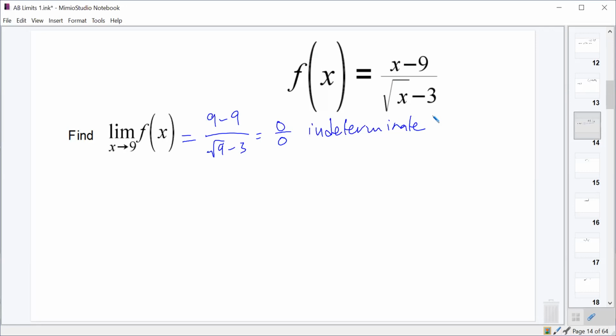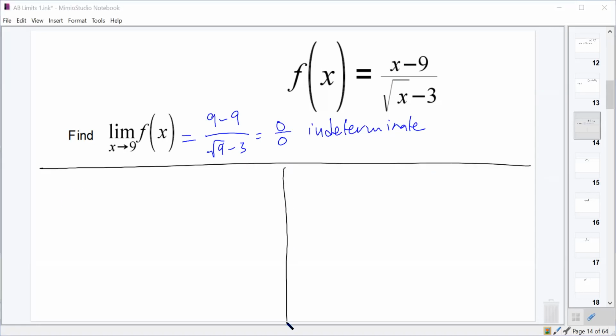We're going to need to multiply both the numerator and the denominator of this by something, or at least that's one method that we can use. So we're actually going to do this one in two different ways. So watch this. It's going to be really exciting. We're going to do it two different ways. So one way is to multiply by something.